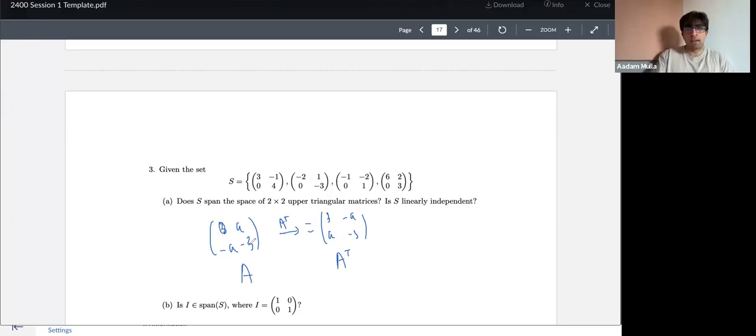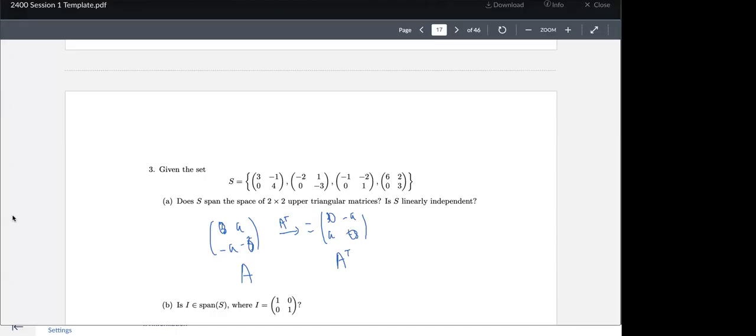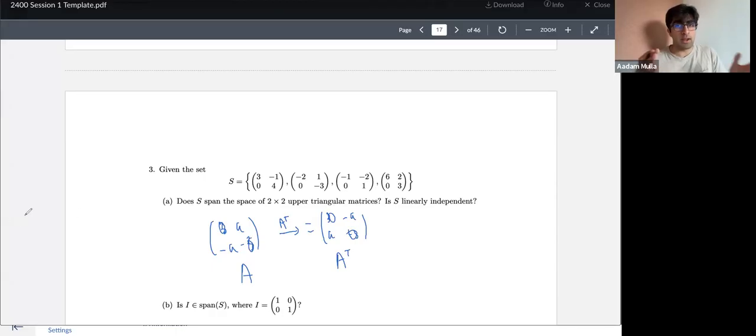Okay, so the only way it's going to be negatives is if you have zeros along the diagonal. Yeah, good question. Thank you. Otherwise, it would be a little bit more tricky. You'd have to have more basis vectors.